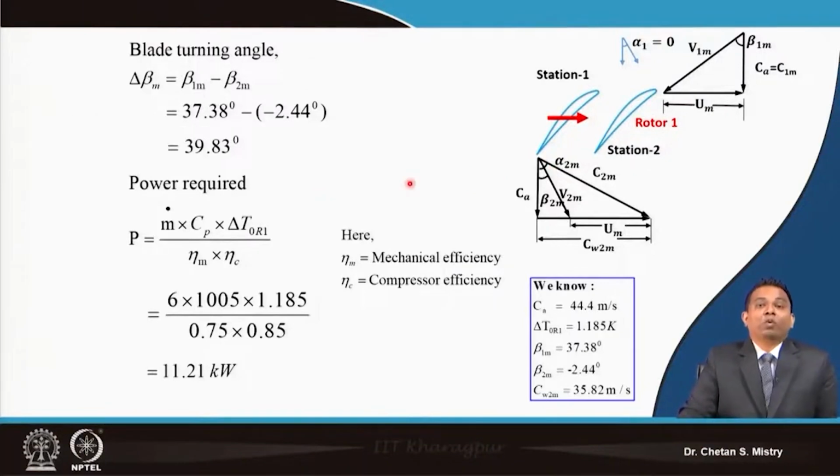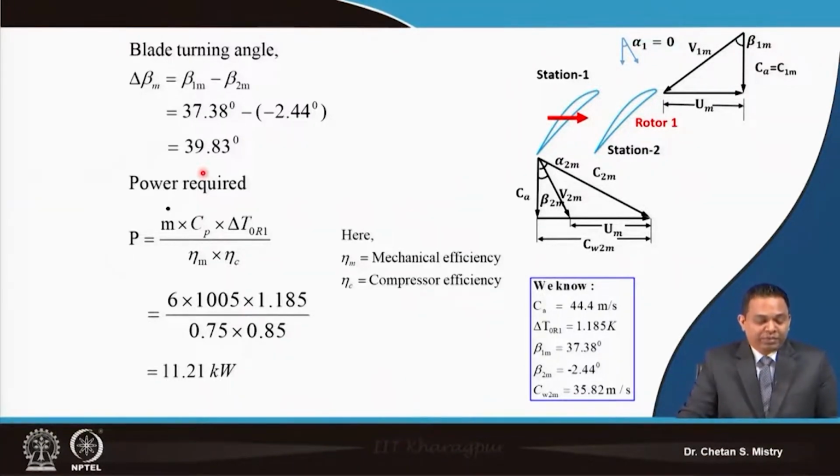Now, once we have calculated our beta 1 and beta 2, we can calculate the blade deflection angle, that is nothing but my delta beta. Putting that in, it is coming 39.83 degree. Now, for this design, the motor that is available has a power capacity of 15 kilowatt. So, whether this motor is sufficient or not can also be verified when you are doing your calculation using this program.